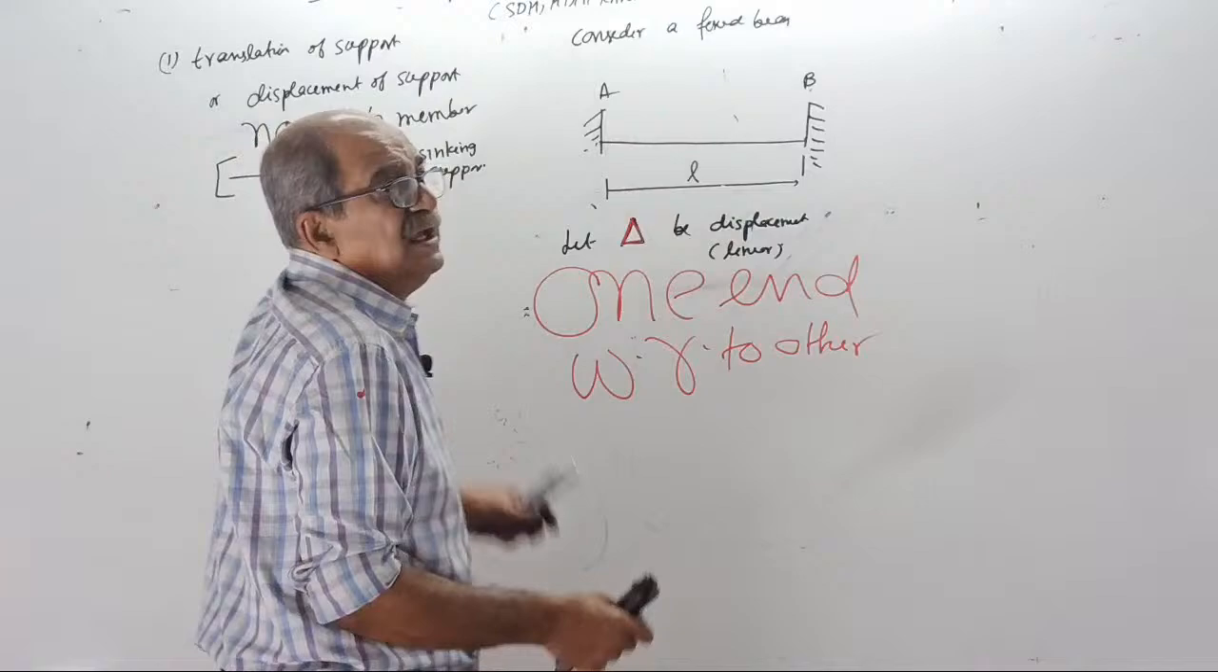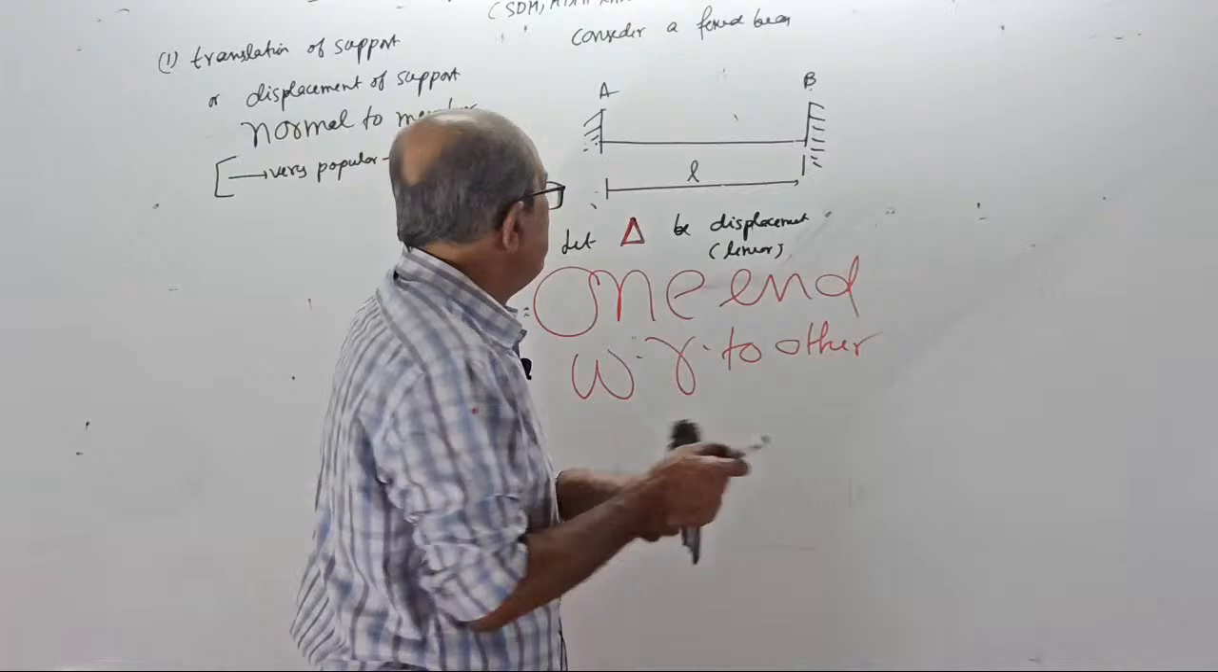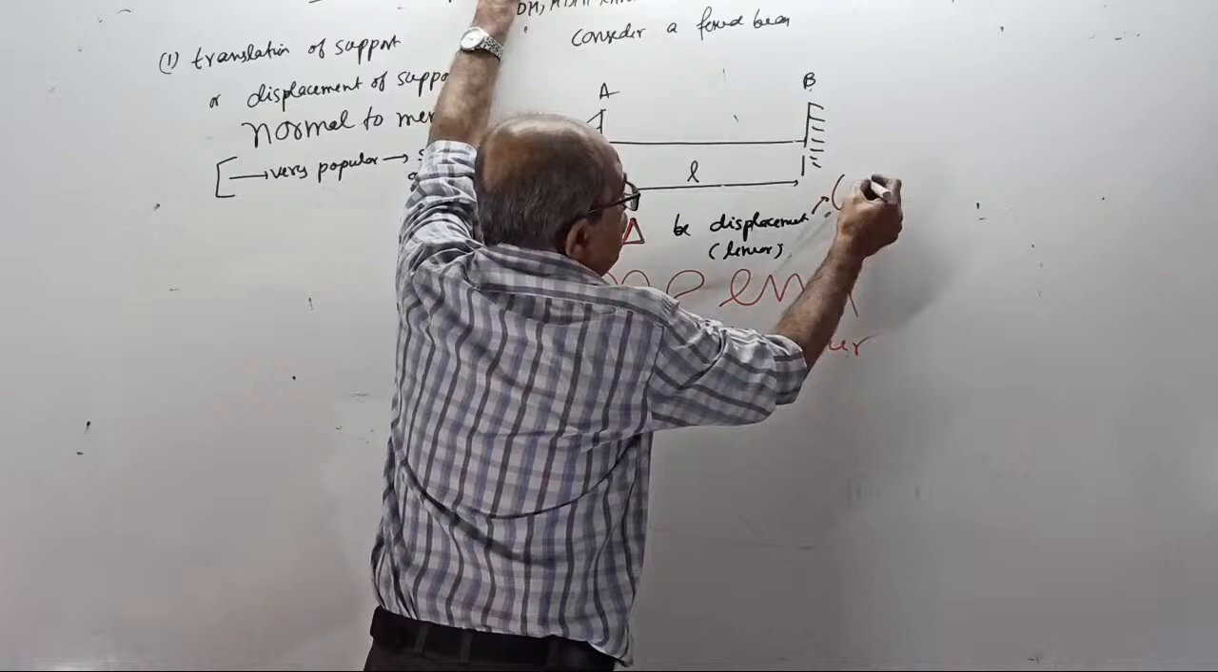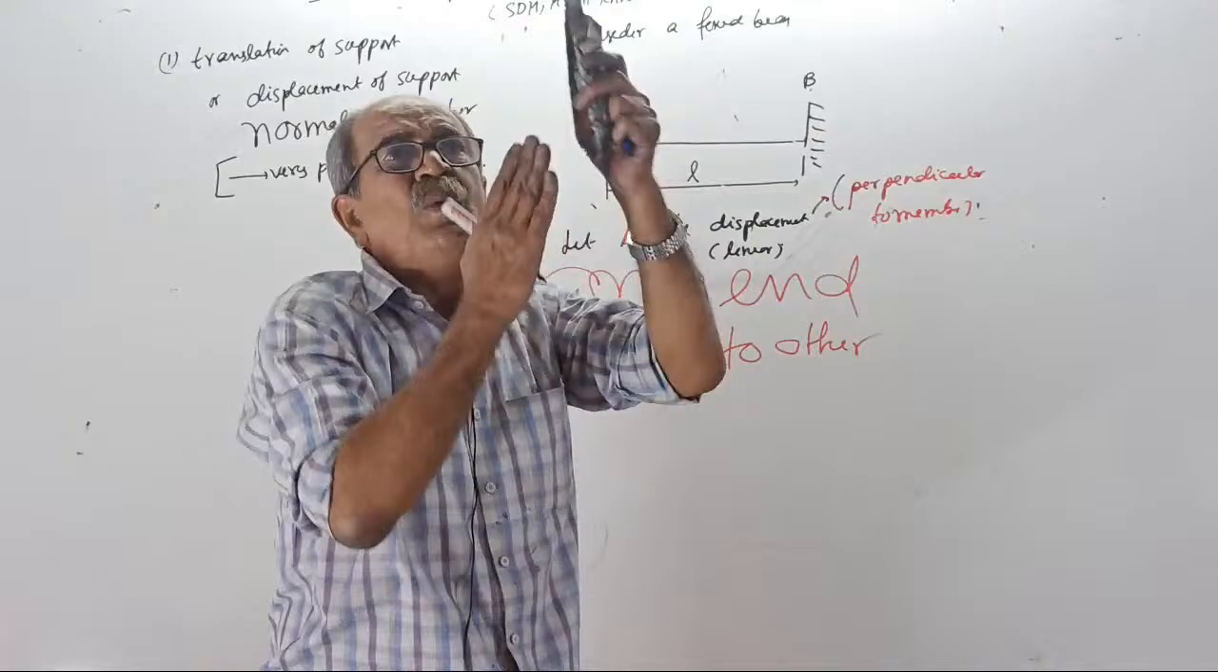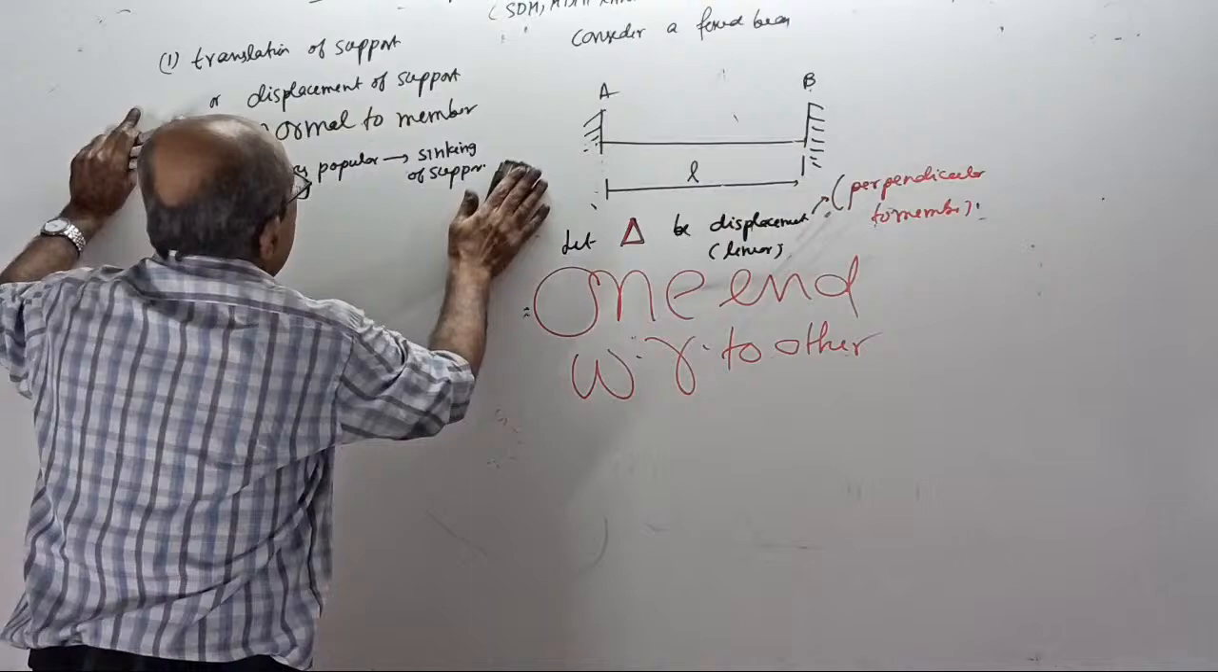It is perpendicular to the member. For a horizontal member, the displacement is vertical. For a vertical member, the displacement is horizontal. Okay. Now I will write here. This I will remove now.